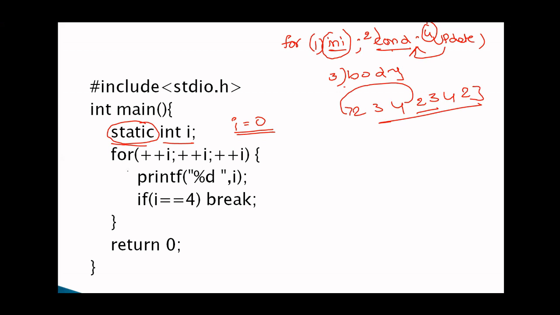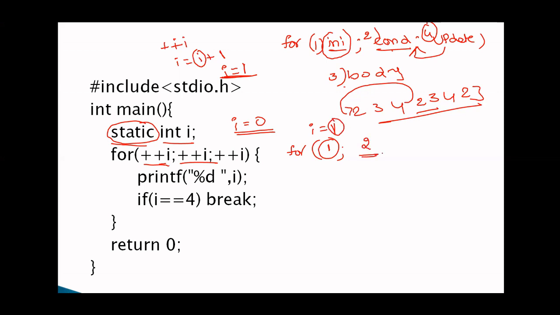Coming to this one, what happens? For ++i, the meaning is i = i + 1. That means i, whose value was initially 0, now becomes 1. Here we are writing the initialization, so i is 1 and initialization is completed. Next, after the semicolon, is ++i. Since i was already updated to 1, now i becomes 2.